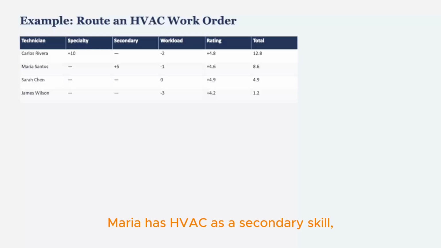Maria has HVAC as a secondary skill, so +5 instead of +10. With 1 active order and a 4.6 rating, she scores 8.6. Sarah has no HVAC skills but 0 workload and a 4.9 rating. James scores lowest, no match, and the heaviest workload.